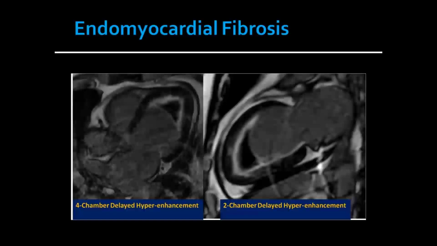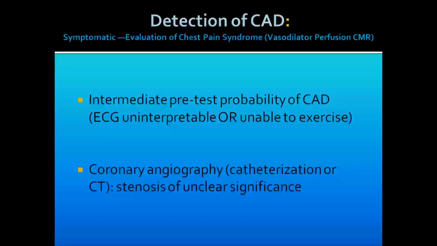If you just continue to echo without thinking about other differential diagnoses, the patient would not benefit from treatment. Another indication is detection of coronary artery disease when you have intermediate pretest probability of coronary artery disease, like ECG uninterpretable or unable to exercise, or the patient has stenosis that is of unclear significance on coronary angiography.